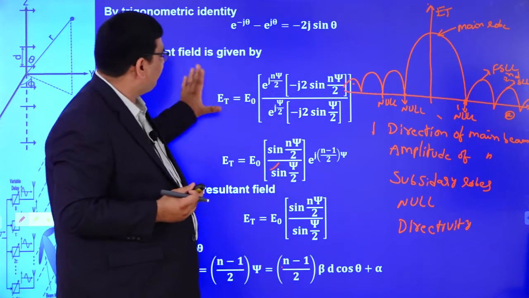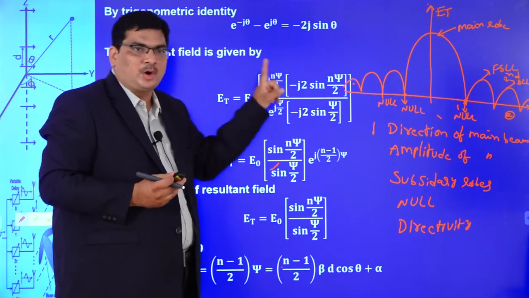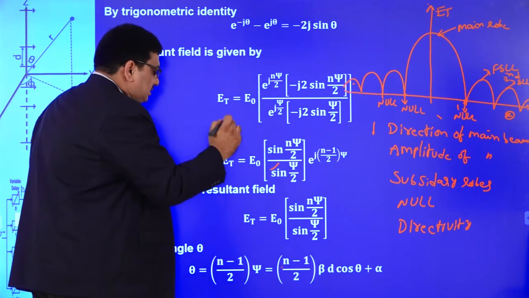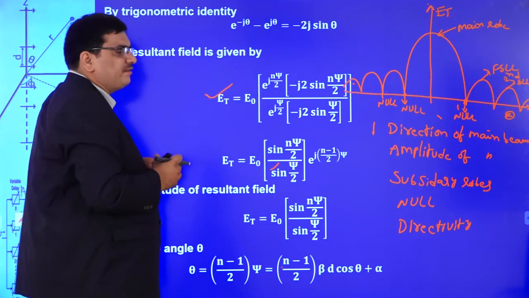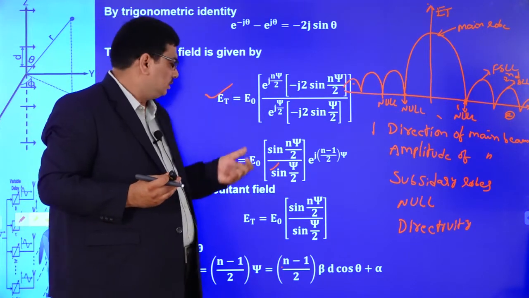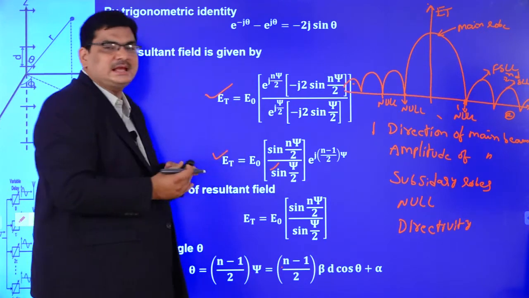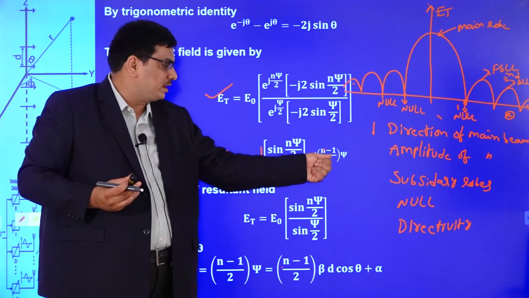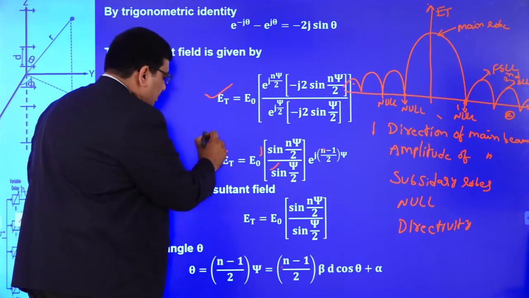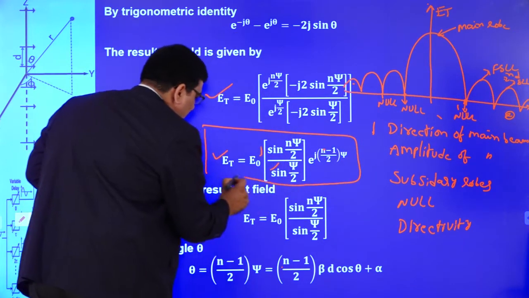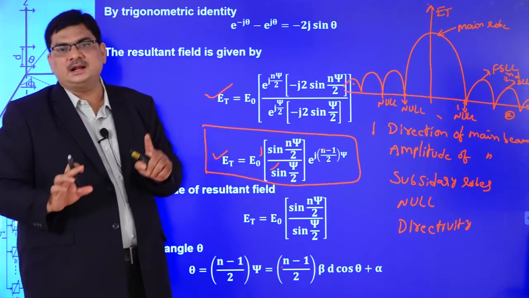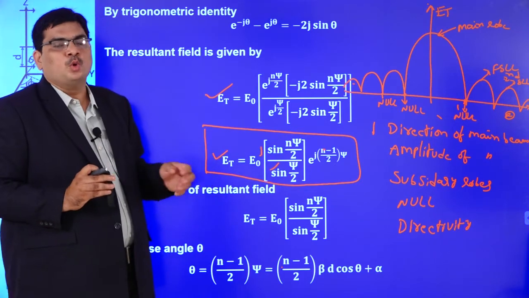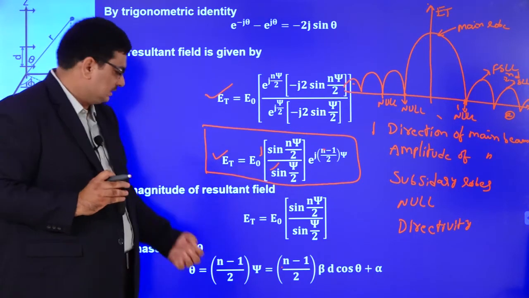So the derivation of the resultant field for the broadside case and the end fire case are both the same. For broadside or end fire, the total resultant field Et is equal to E naught into sin(n psi by 2) by sin(psi by 2) into e power j (n minus 1) by 2 into psi. So this equation is common for both broadside and end fire cases. Both cases share it, and the only change is the psi value.